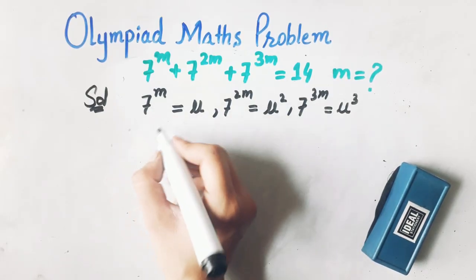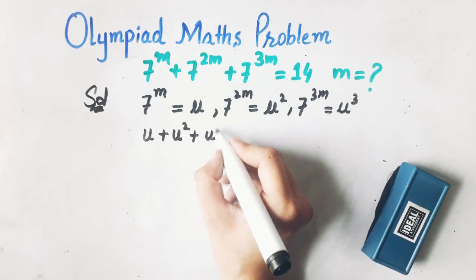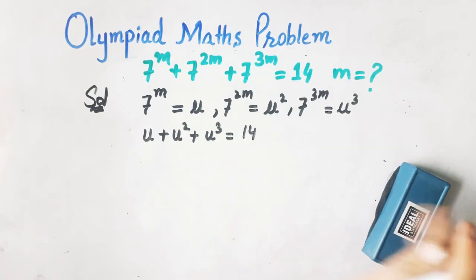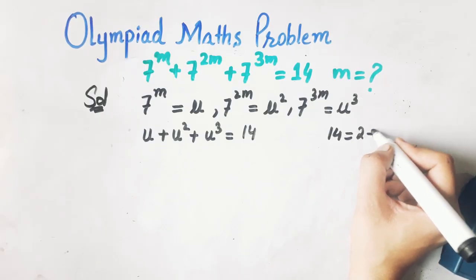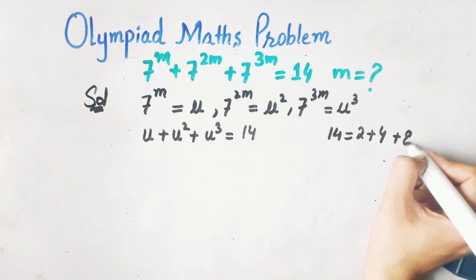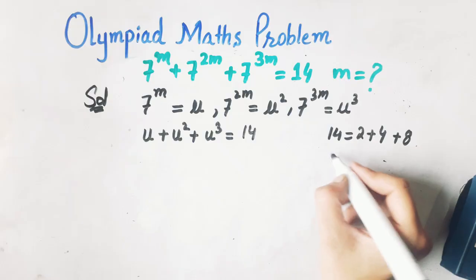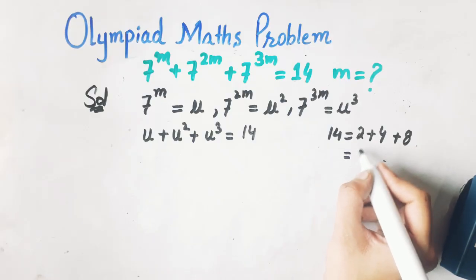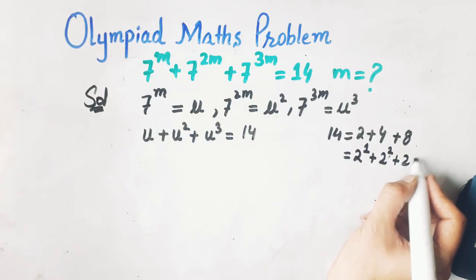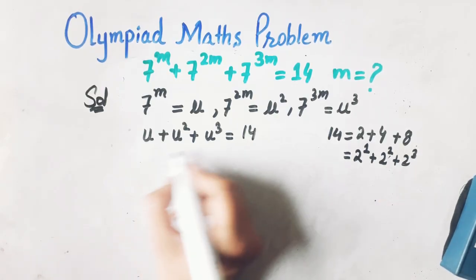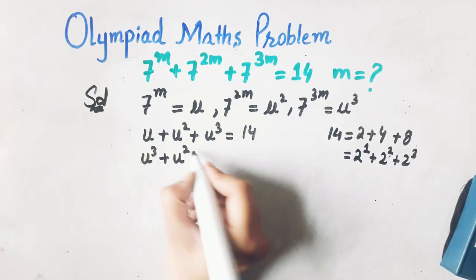Now we will write u plus u squared plus u cube equals 14. Now we will make another substitution here. 14 can be written as 2 plus 4 plus 8, because 8 plus 4 is 12 and 12 plus 2 is 14. And other reason is that this can be written as 2 power 1, 4 can be written as 2 squared, and 8 can be written as 2 cube.